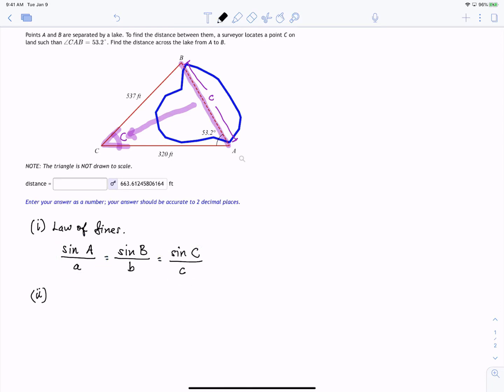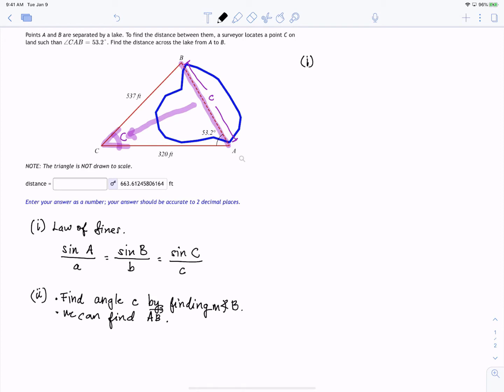So let's go ahead and write down the steps. The first thing we want to do is find angle C by finding angle B. And then we can find the length AB. Okay, because then we'll know angle C, and then we can use the law of sines. So now that we have those, let's go ahead over here and start.